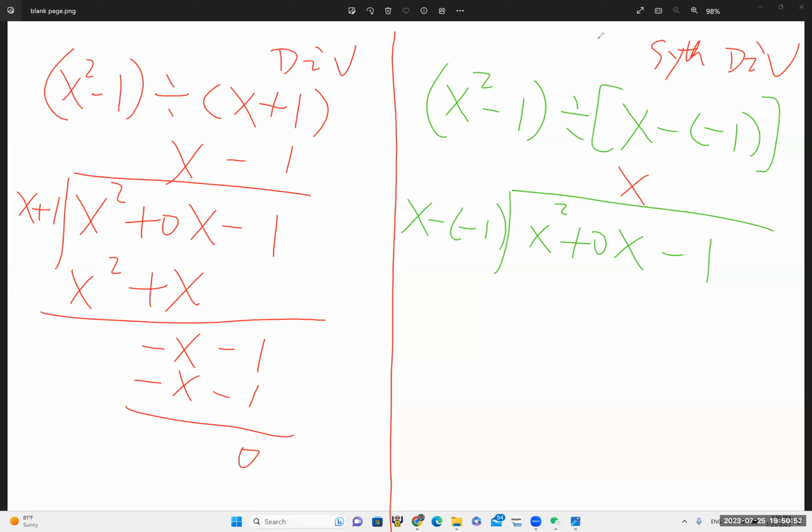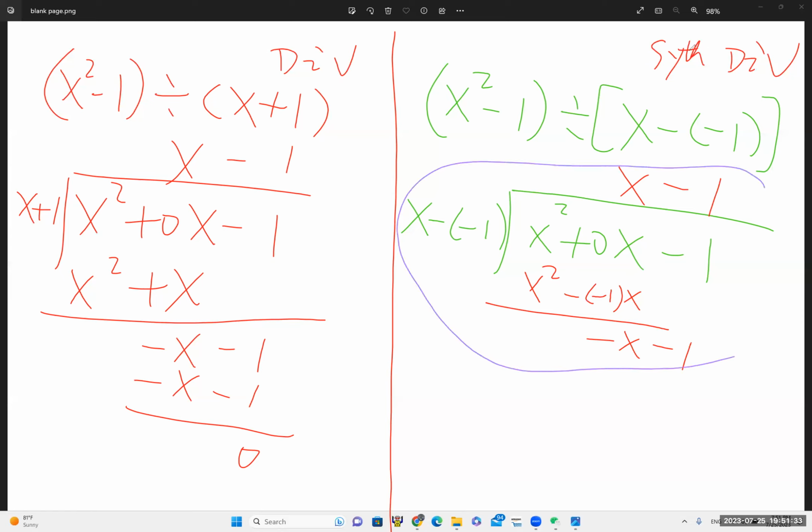Then we have x squared. You can think it's actually negative 1 times x, right? Then here we go to negative x minus 1. Then again, here we go to negative 1. But for synthetic division, we'll write this in a simpler way.